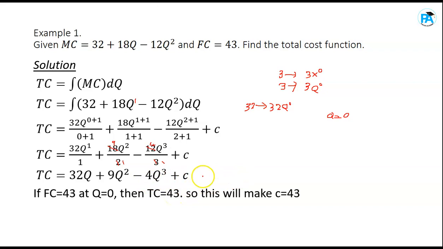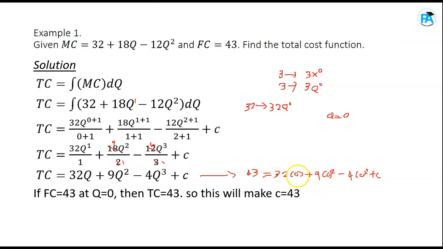Okay, so what we are going to do is take this equation. You can do it in the solution as well. Then you substitute 43 anywhere you see TC. Are you following? Then anywhere we see Q, we substitute 0. So we have 32 multiplying 0, plus 9 into brackets 0 exponent 2, minus 4 multiplying 0 exponent 3, plus C.